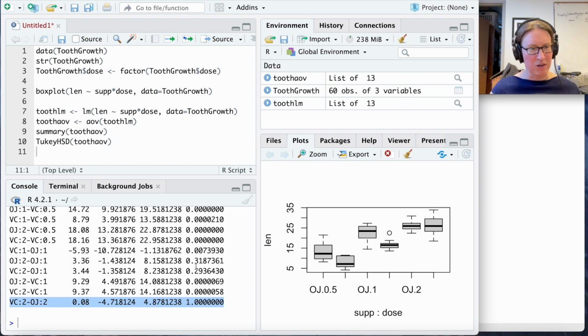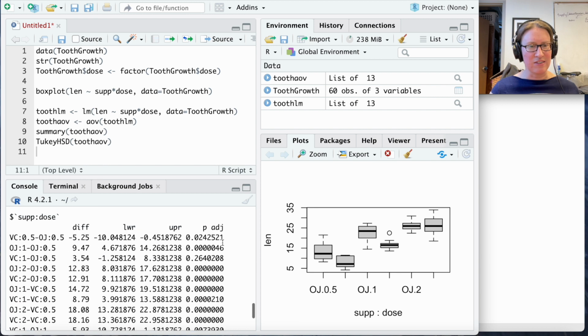Then, you know, let's work our way down. Vitamin C2 against OJ1, you know, not significantly different, so OJ1 here would get the same letter. OJ2 versus OJ1, statistically similar, so all 4 of these would get A's, right? So it looks like most of the interesting stuff that's happening in this data set, right, is at the lower dosages, right? So that's how to kind of go through if you have a significant interaction term.